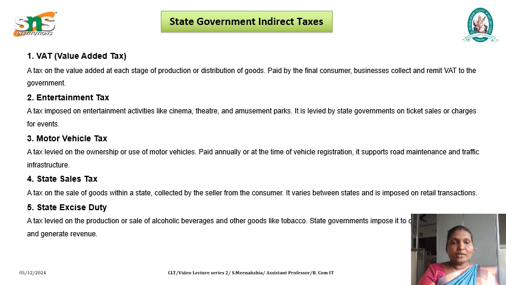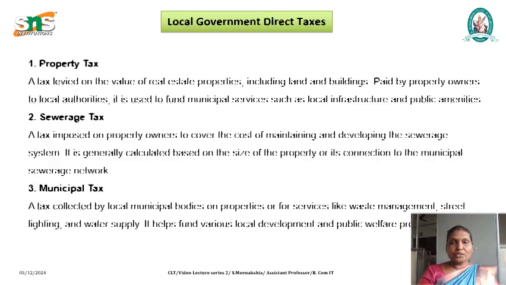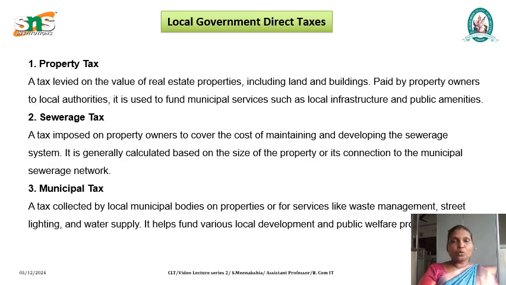A tax imposed on entertainment activities like cinema, theatre and amusement parks is an example of entertainment tax. When you purchase any vehicle, we need to pay motor vehicle tax. A tax on the sale of goods within the state, collected by the seller from the consumer, is called state sales tax. A tax levied on the production or sale of alcoholic beverages and other goods like tobacco is called state excise duty.